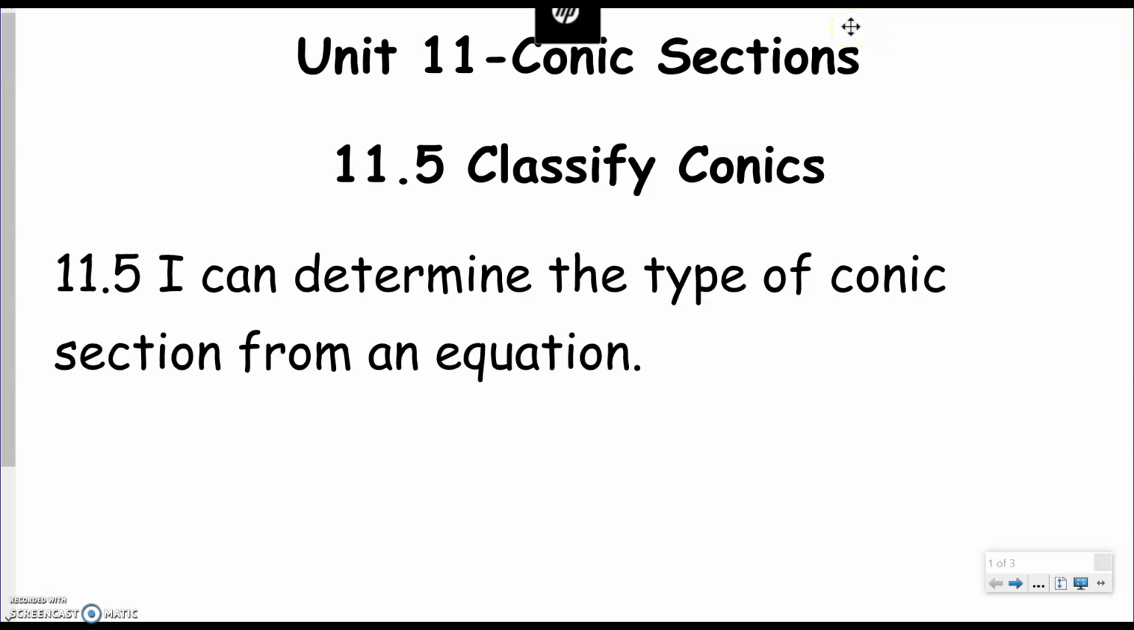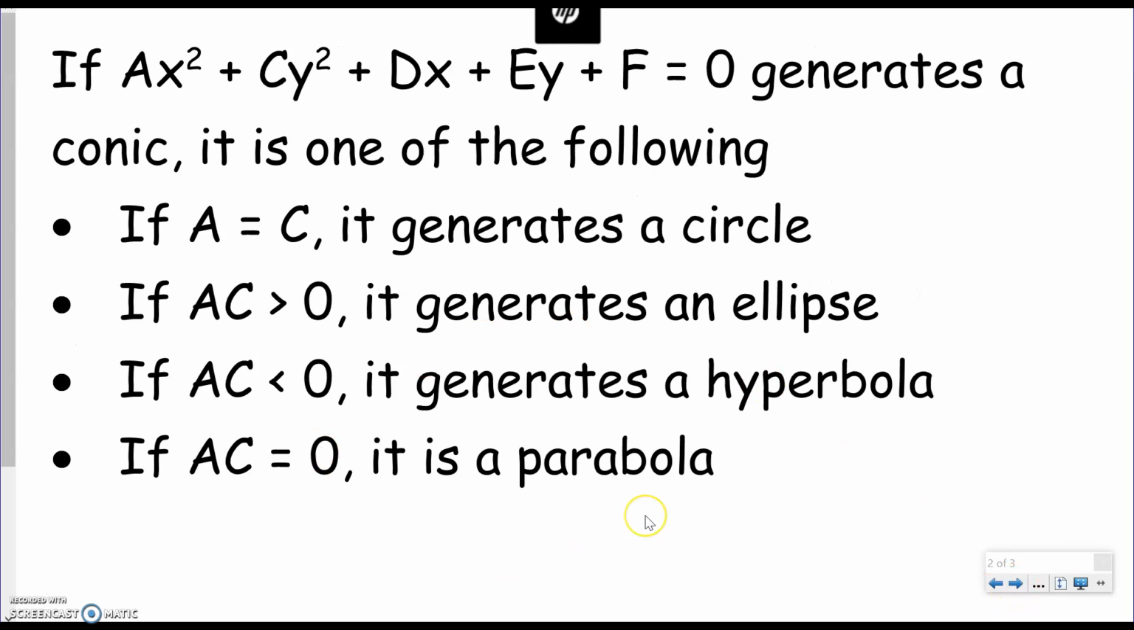Here is the last lesson for Unit 11, which is classifying conics. So we're going to determine the type of conic section from an equation that is in general form. There are tricks here. Remember, we're looking at a general form that doesn't have a b term in it, so the bxy is missing. And really what we need to do is remember that we're looking at a and c. And there are ways to tell each type that are written here.